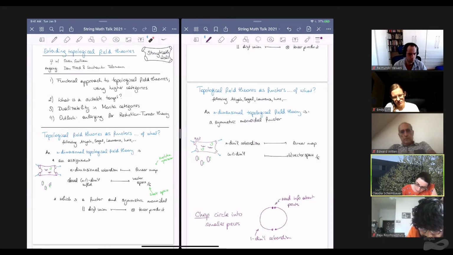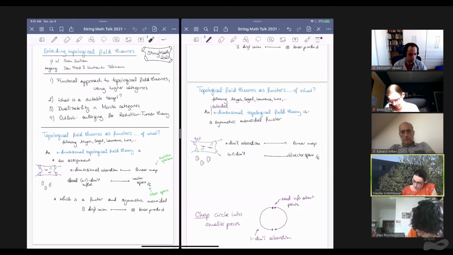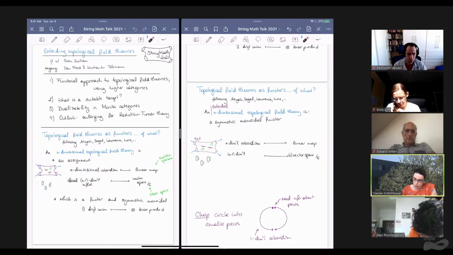This will now be called an extended n-dimensional topological field theory. And so we just saw that what used to be the closed manifold, now we also decomposed. So in fact, here we will have n minus one dimensional cobordisms as well. And then we will have n minus two dimensional cobordisms. And so on, and eventually we will get down to points, zero dimensional ones.